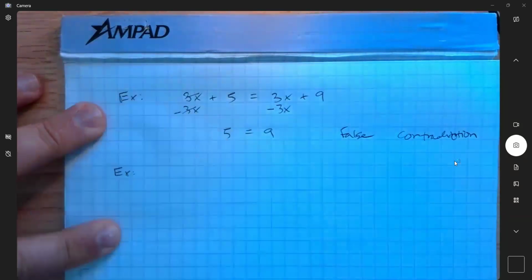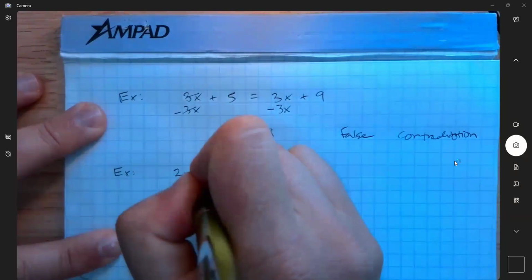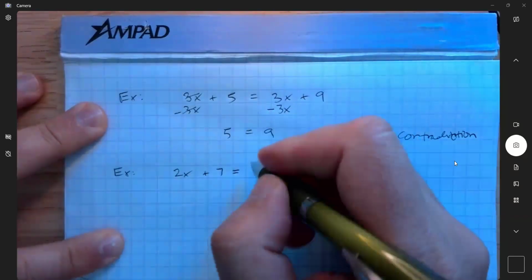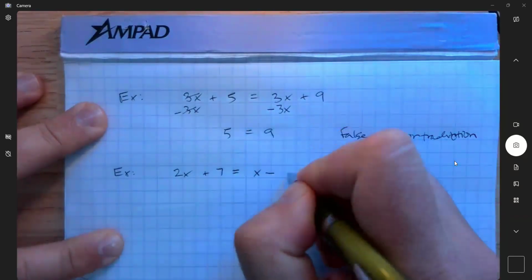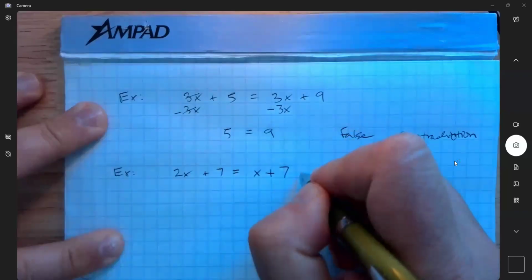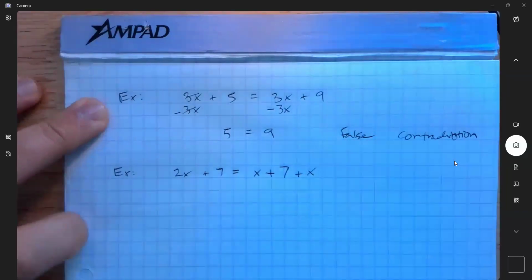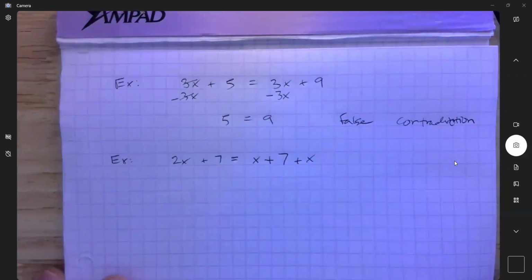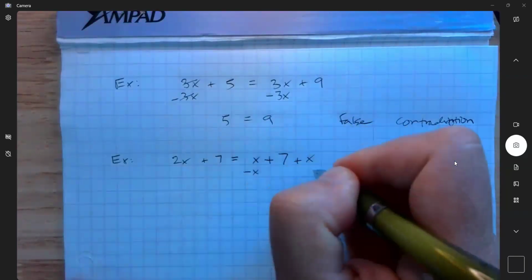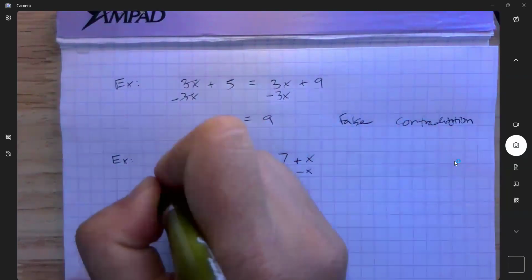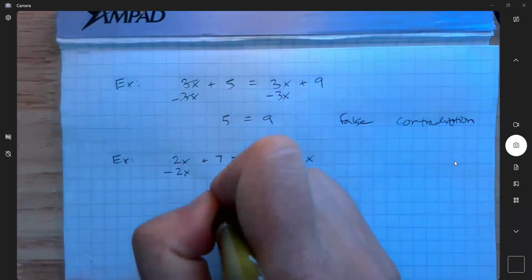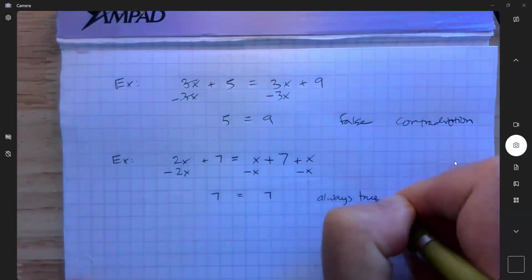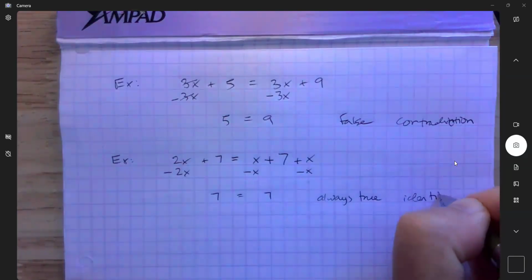Let's look at another one. Let's look at 2x plus 7 equals, sometimes I have to work a little hard to make it happen, x plus 7 plus x. Let's get all the x's on one side. To do that, I'm going to subtract that x and also that x. So I'm subtracting two x's, and I end up with 7 equals 7. This is always true, so it's an identity.